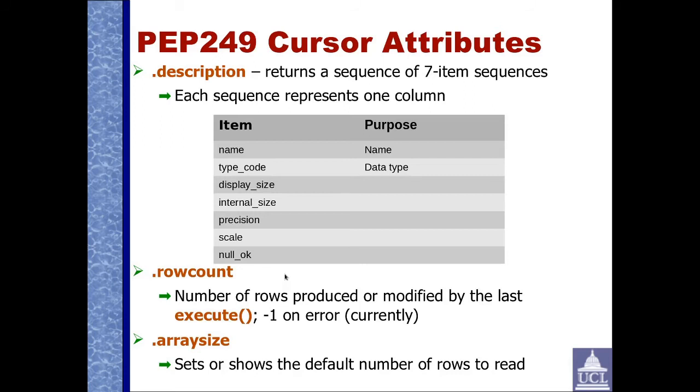The cursor also has a row count method which tells you the number of rows produced or modified by the last execute statement, and gives you a -1 if there's an error. And there's also an array size method that tells you or sets the number of rows that are to be read. So you can specify that you want to get multiple rows back at a time, and it will tell you how many rows you have got back.